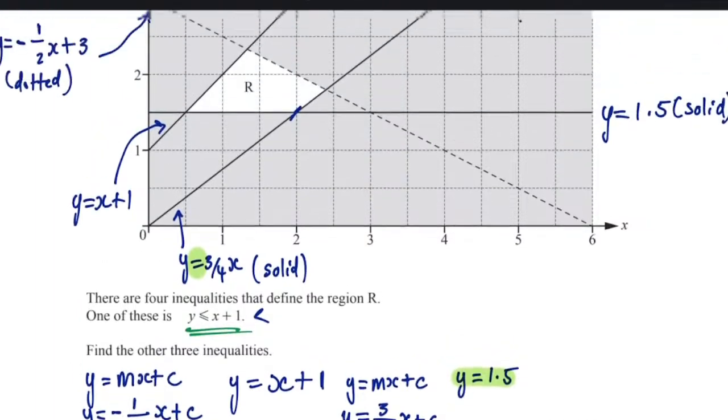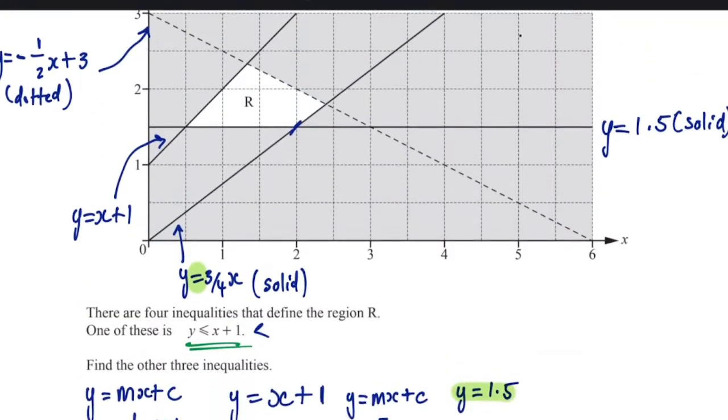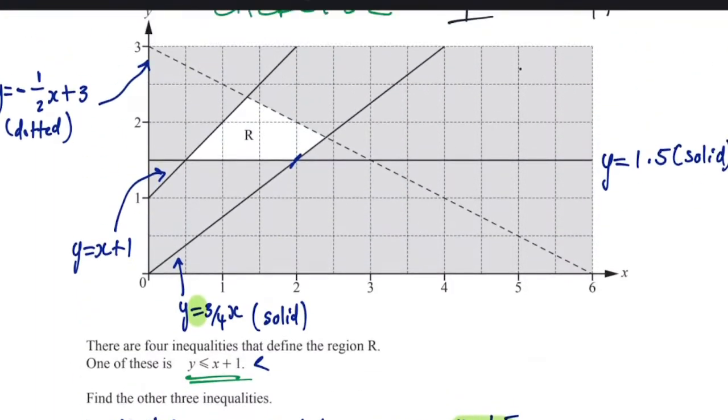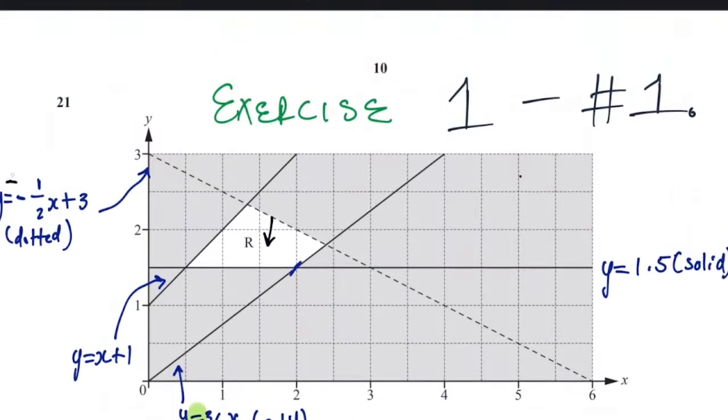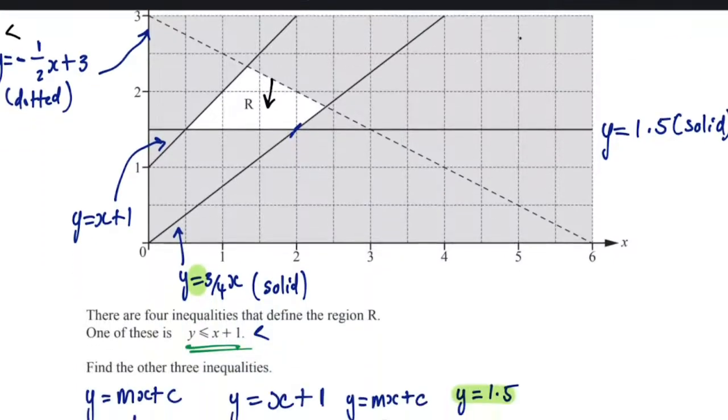Here is the one we are left with. Look at it now. We have the equations. Just look at this region. Is it below or above? This region is below, so that means we are putting less than. And since it's dotted, there is not going to be an or equal to. It's just less than. Then y is less than.